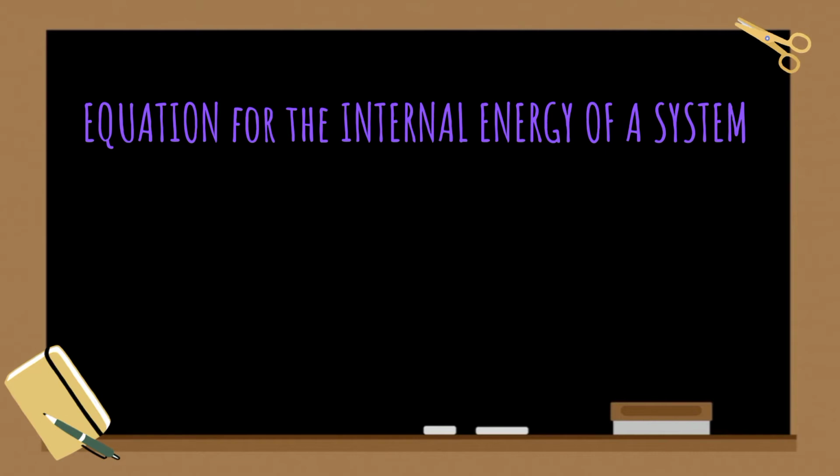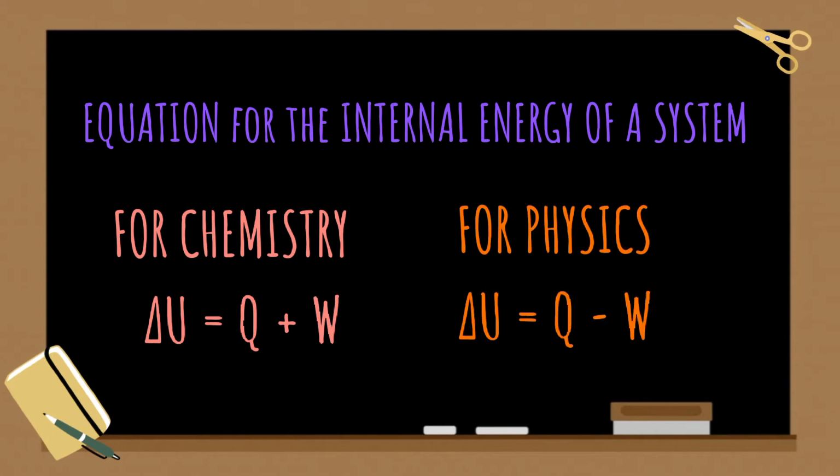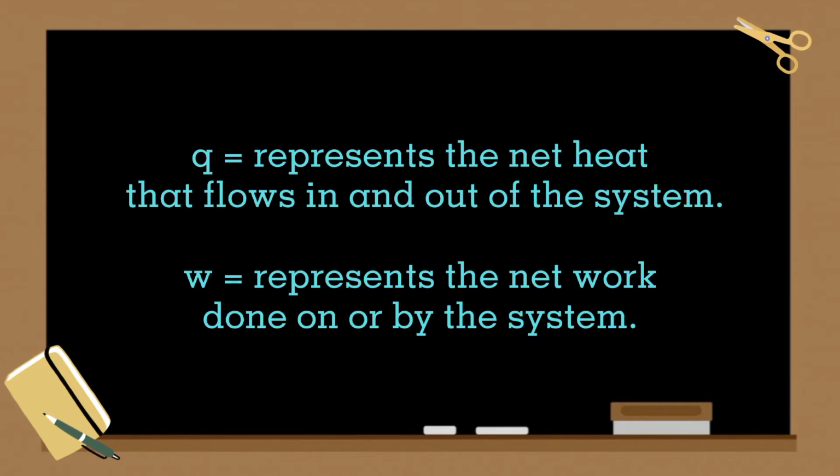These are the equations for the internal energy of a system. For chemistry, delta U equals Q plus W. While in physics, the equation for the internal energy of a system is delta U equals Q minus W. Q represents the net heat that flows in and out of the system. W represents the net work done on or by the system.